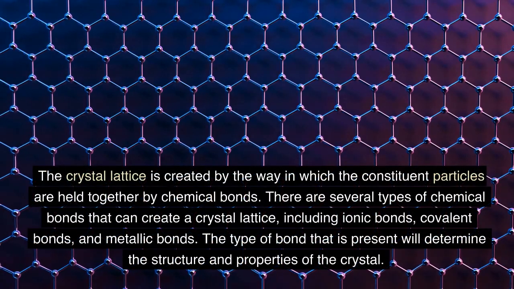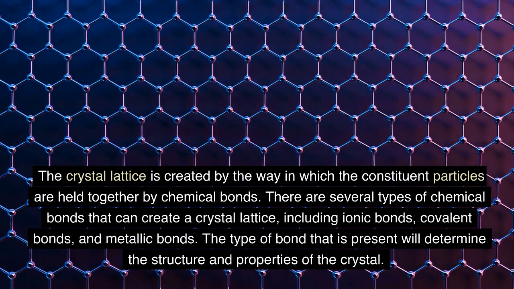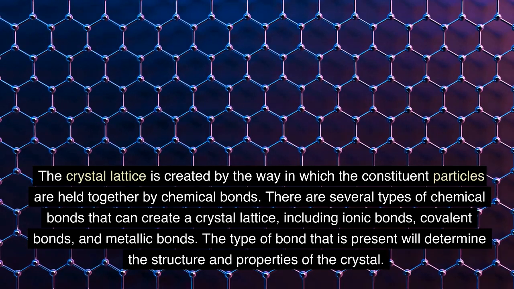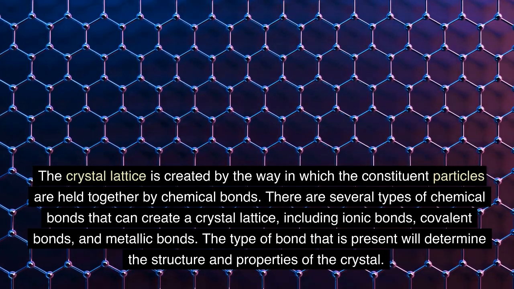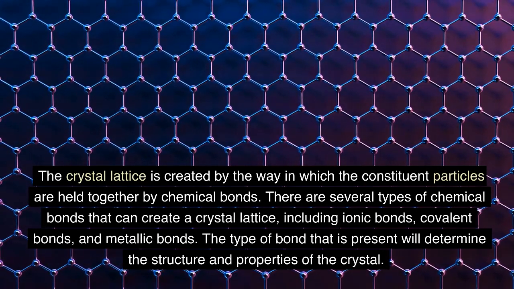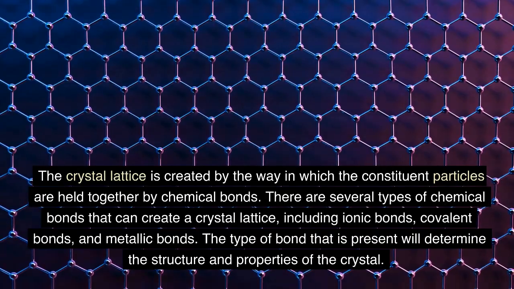The crystal lattice is created by the way in which the constituent particles are held together by chemical bonds. There are several types of chemical bonds that can create a crystal lattice, including ionic bonds, covalent bonds, and metallic bonds. The type of bond that is present will determine the structure and properties of the crystal.